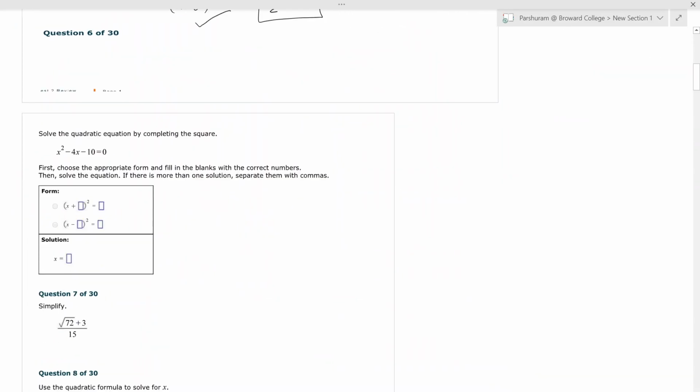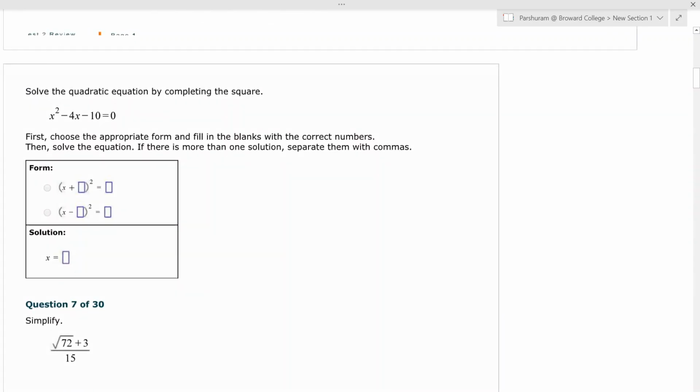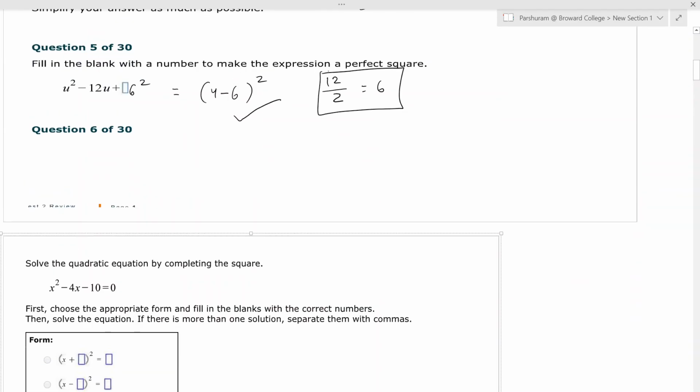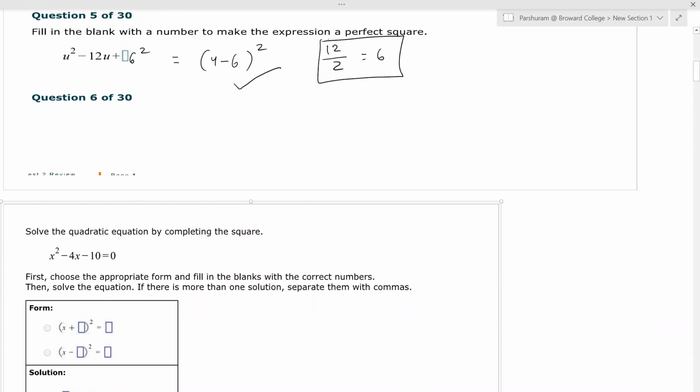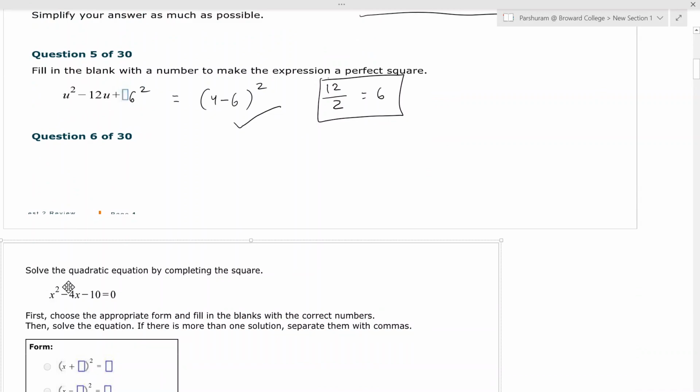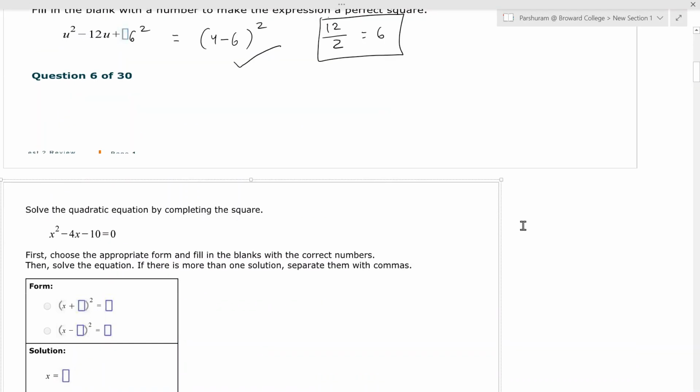Let's go to the next problem, problem 6. Solve the quadratic equation by completing the square. So we're going to use the very same trick of completing the square, the way we did in problem 5. First of all, in problem 6, we are given the equation x squared minus 4x minus 10 equals 0. To complete the square and solve the quadratic equation, first of all, bring the constant to the right side and just leave the x terms on the left side.